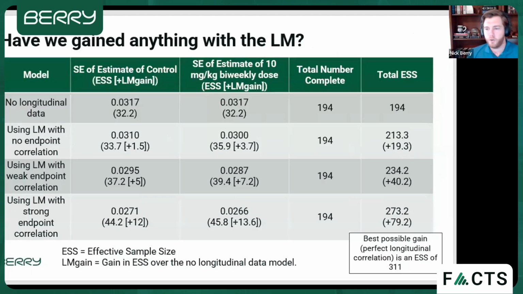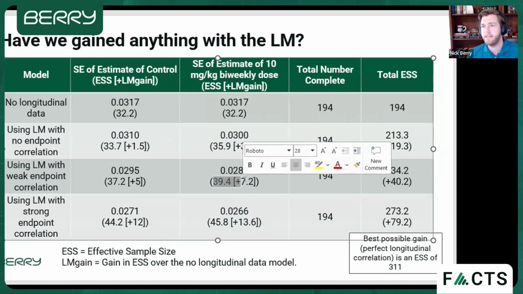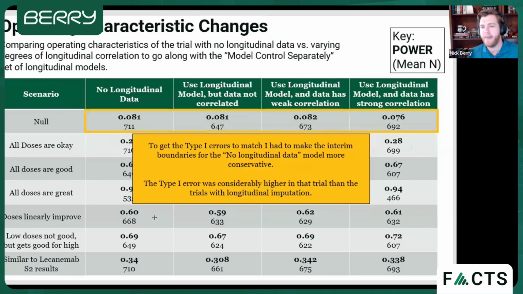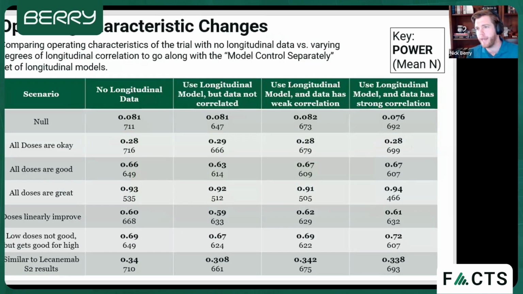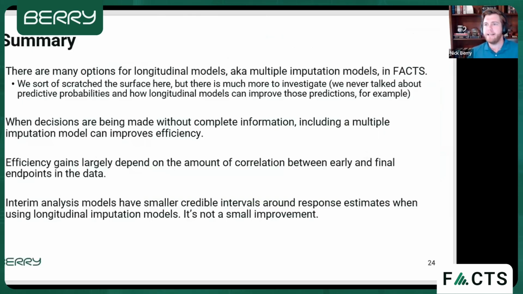Okay, so we showed that we gain efficiency in the actual analysis. The Bayesian model has smaller credible intervals with longitudinal modeling. That leads to either power gains or sample size reductions. You could have reworked some things to get power gains here. That is what we always say: model longitudinally and you get improvements.